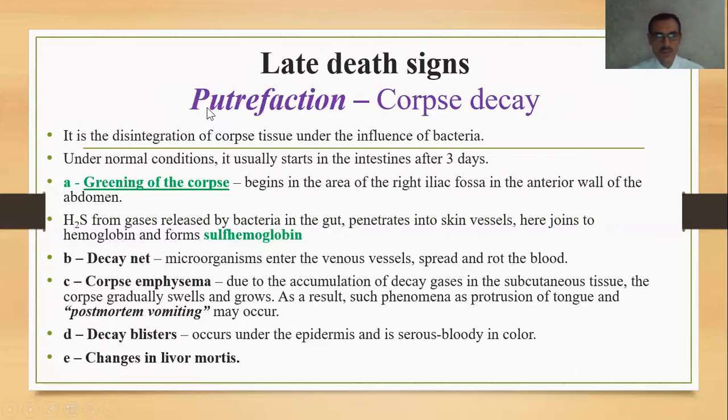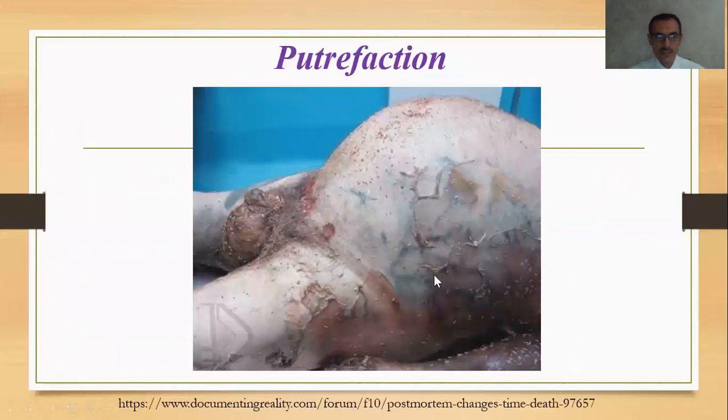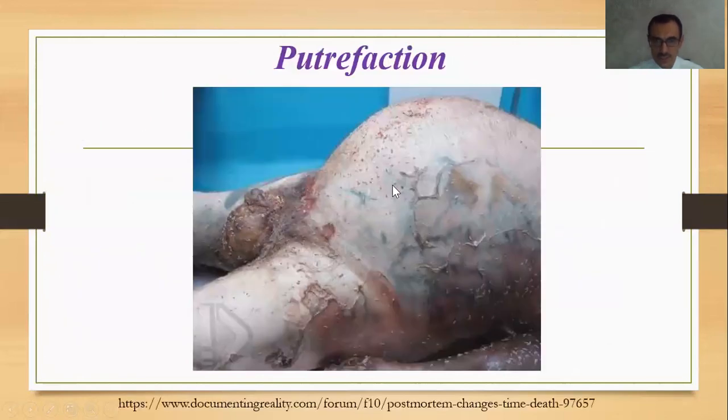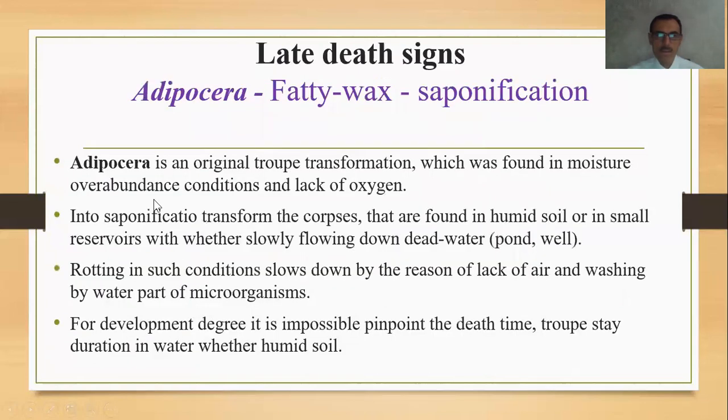We discussed about the first late death signs, putrefaction or the corpse decay. Here you see the figure of the putrefaction and the formation of the decay net. You see here the decay net in the abdominal area of the corpse, as we said, that it forms by the action of the microorganisms that enter the blood vessels.